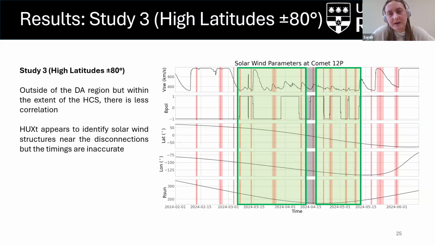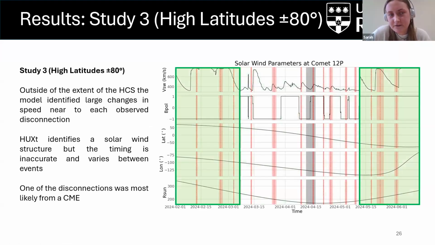There are some times where the model output does correlate well with the disconnection event. But there's also some times where, for example, the disconnection seems to happen before the current sheet. So this indicates that HUXt has managed to identify that there's a crossing there, but it's got the timing slightly wrong. So whether this is an error in the initial conditions or a propagation of the conditions, I'm not quite sure.